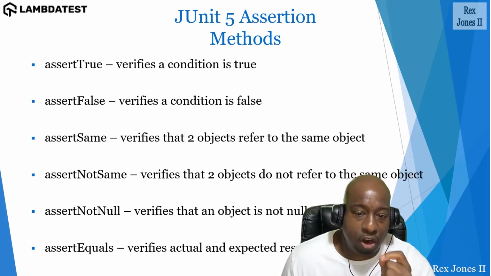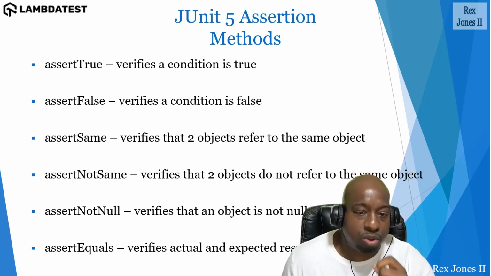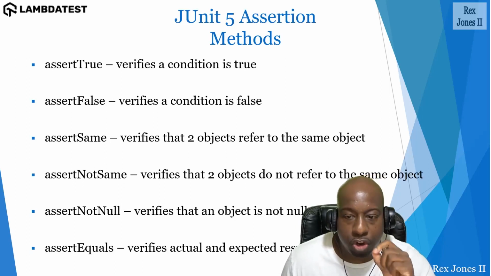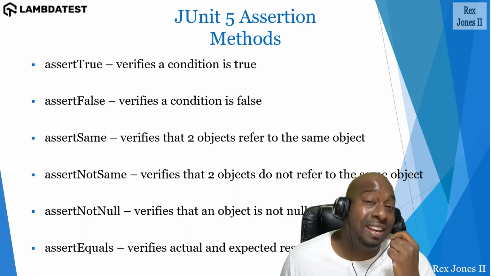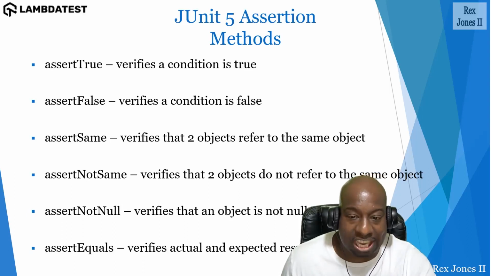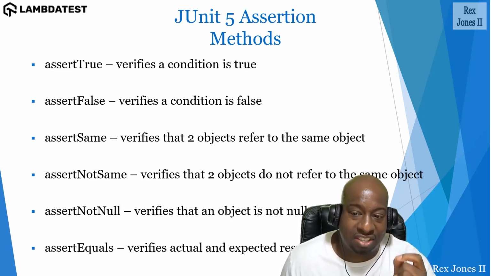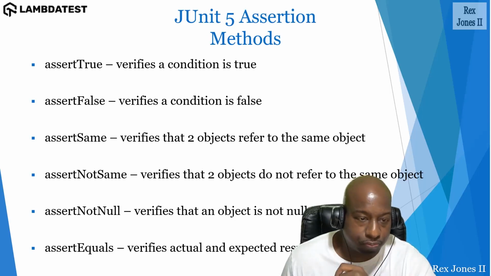assertSame verifies 2 objects refer to the same object. JUnit 5 also offers assertNotSame. assertNotSame verifies the 2 objects do not refer to the same object. assertNotNull verifies an object is not null. Last but not least is assertEquals. It verifies the actual and expected results are equal to each other.